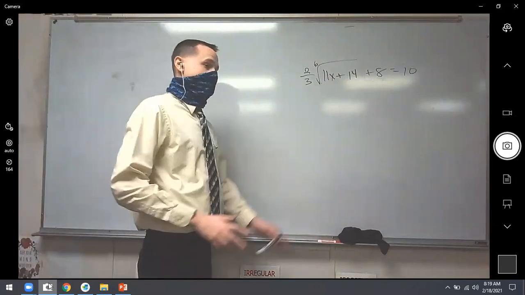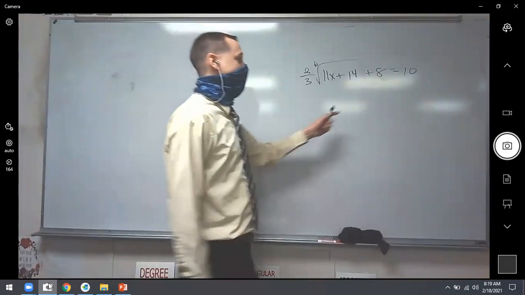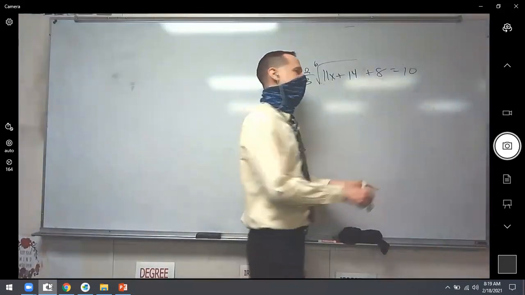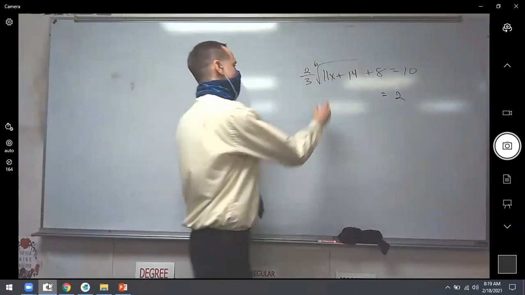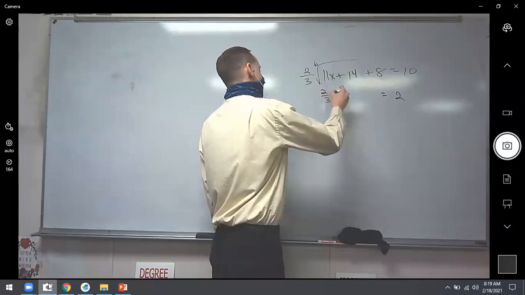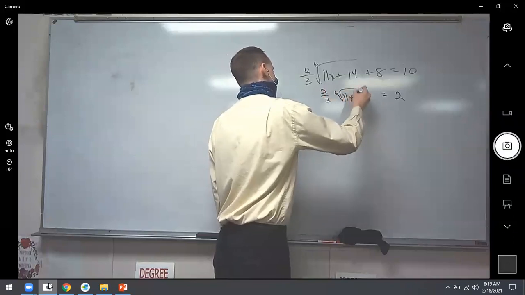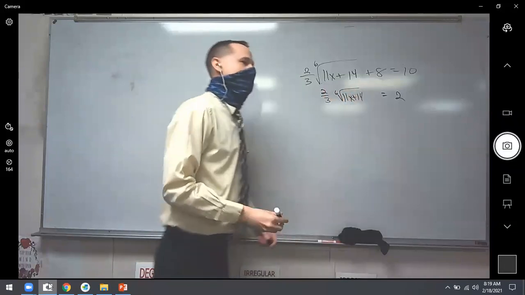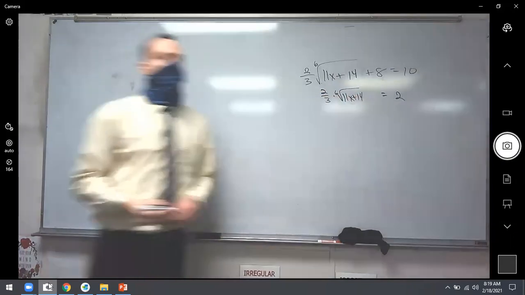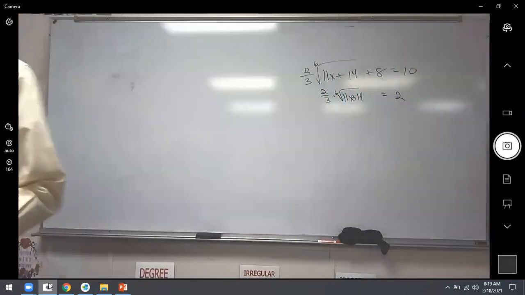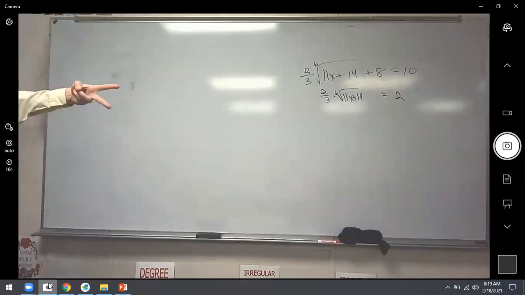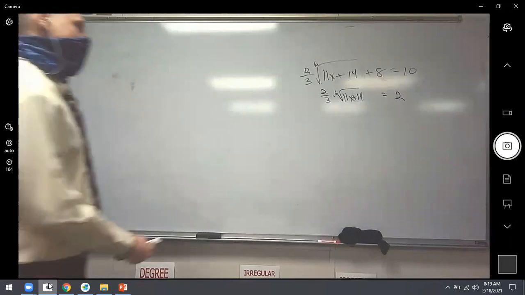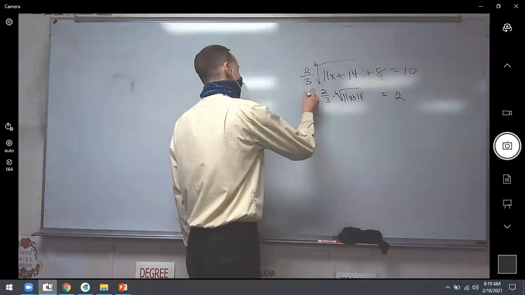Let's get the root by itself. So let's subtract 8 over. That will give me a 2 when I do. And yes, this has a fraction, unfortunately. That's too bad. So we're going to have to get rid of a fraction. How do you get rid of multiplying by a fraction? You multiply by its reciprocal. Very good. So let's multiply both sides by 3/2.